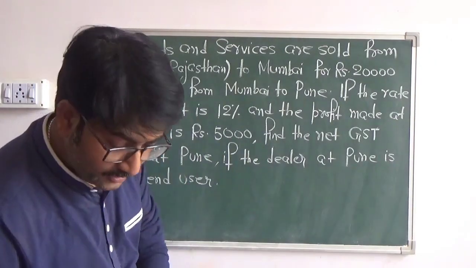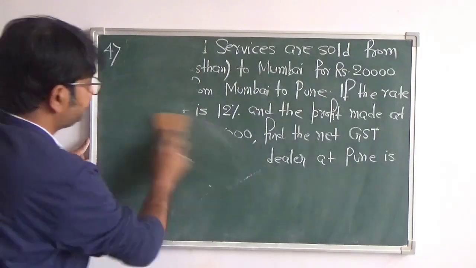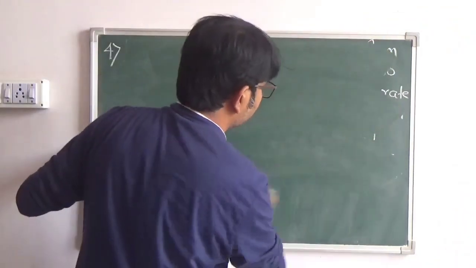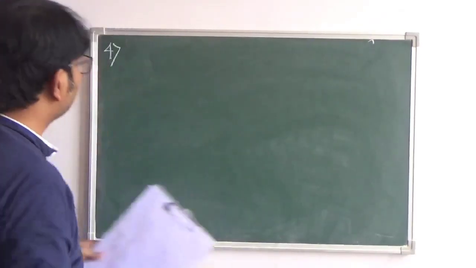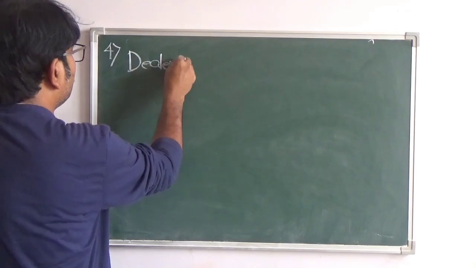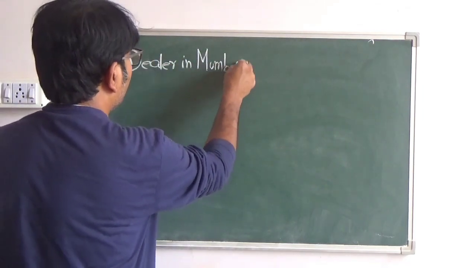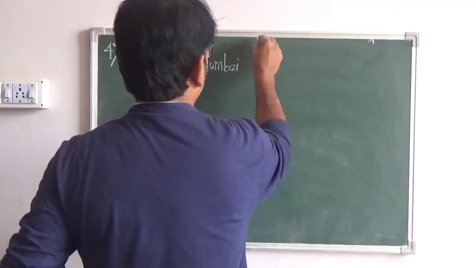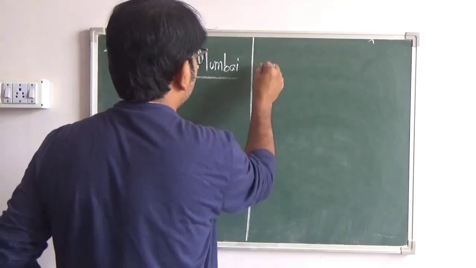So now I'm rubbing it. I just note down the answer and then I'll explain. Now here it is given, the dealer in Mumbai, and I'll mark it like this. So this is the dealer in Mumbai and this is the dealer in Pune.